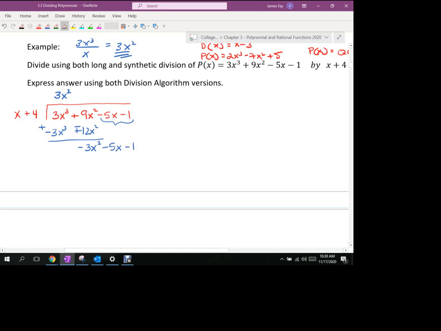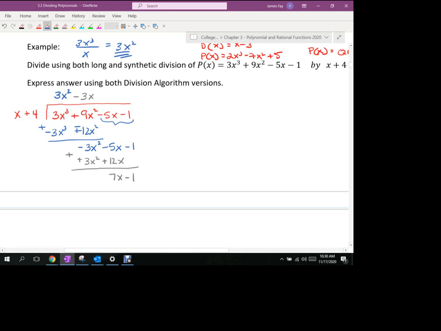But now the question is, what do I multiply this negative 3x squared by? What do I multiply x by to get negative 3x squared? Negative 3x. So multiply that, gives me negative 3x squared minus then 12x. Multiply everything by a negative on that bottom one, and then add. Those go away. Gives me 7x minus 1.